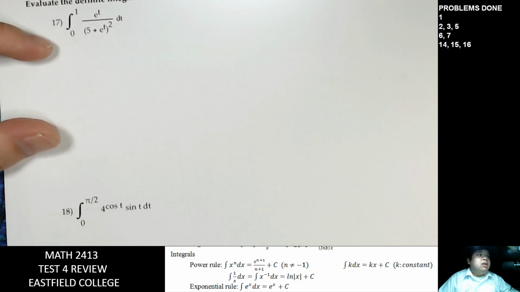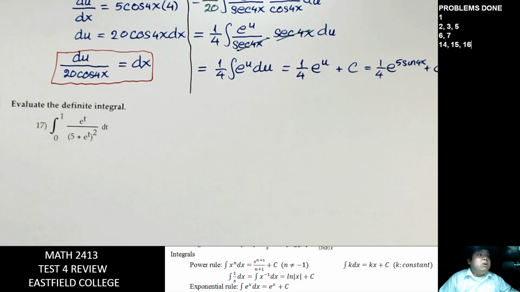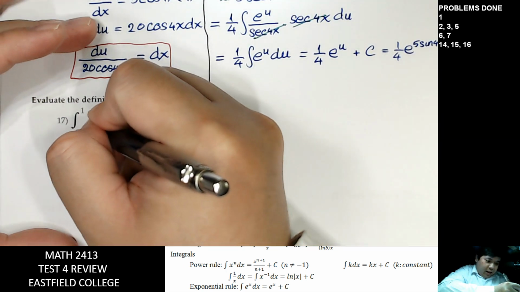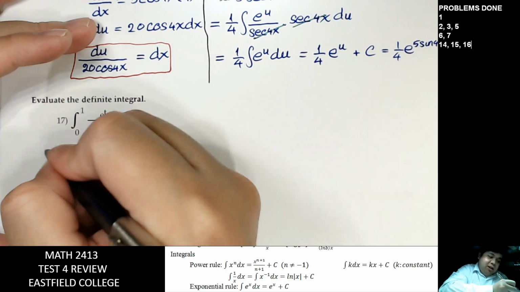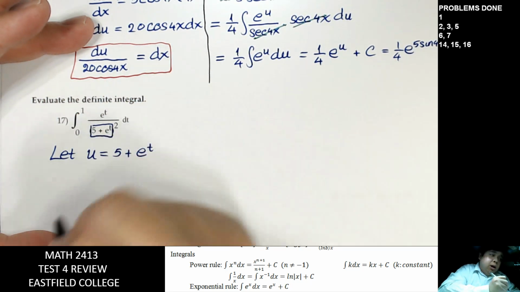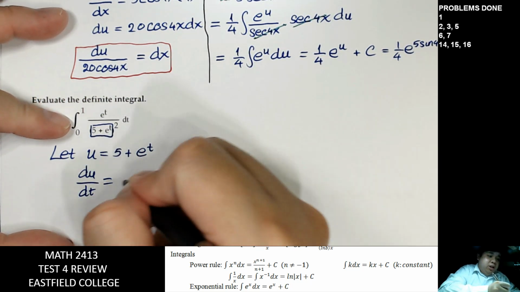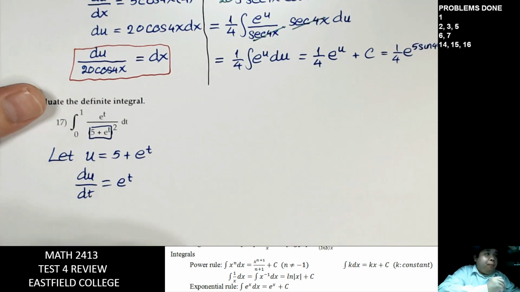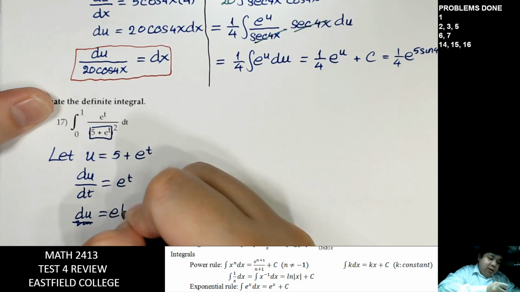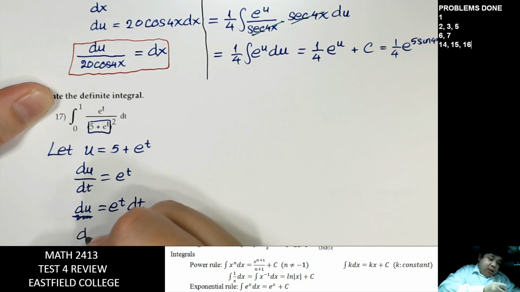Next, let's do 1 of 17 or 18. Let's look at 17. Let u equal to this. See what happens. The derivative is e to the t, the same thing. Move the dt over and divide by e to the t.